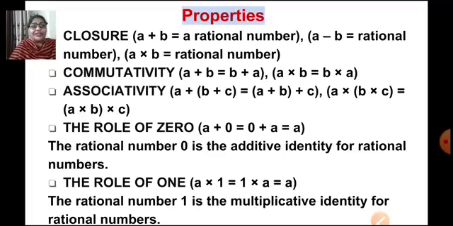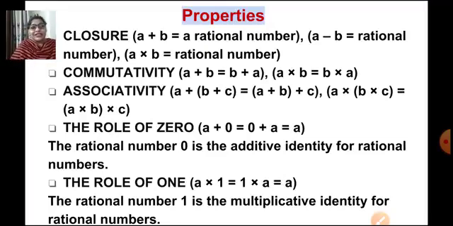Associativity, we have seen a plus in bracket b plus c is equal to a plus b in bracket plus c. Either way you can add, children, either first two or last two, the answer will be the same. Then we have also seen it is also true for multiplication, that is a into b into c in bracket is equal to a into b in bracket multiplied by c.